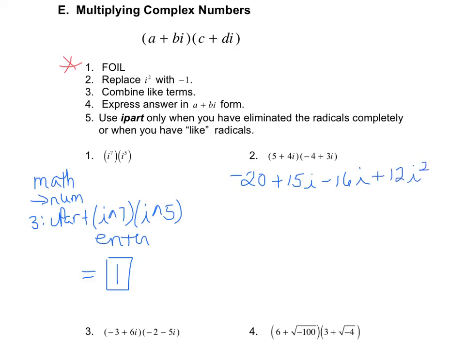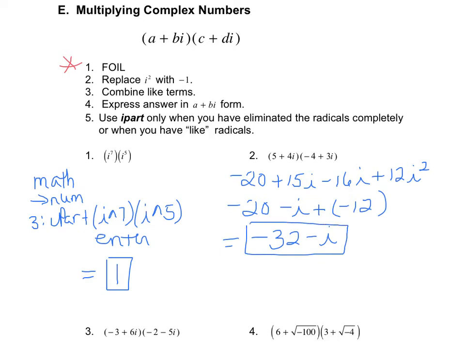Let's see what we can do to neaten it up. -20 is going to come down. 15i's minus 16i's is going to give me a -1i or a -i. And i squared is a -1. So 12 times a -1 is going to be plus a -12. We can neaten it up even more. -20 plus a -12 is going to give me a -32 minus i. And that's my final answer.